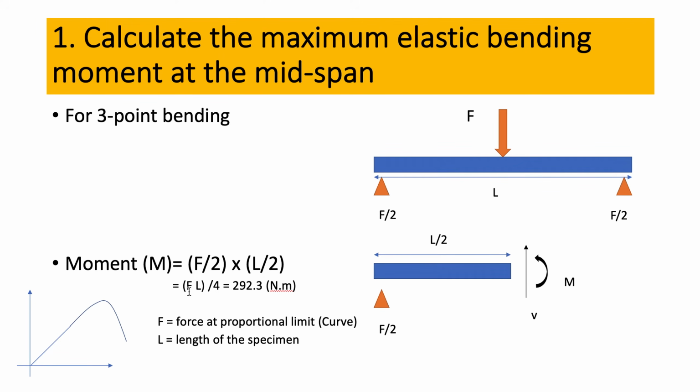To summarize, your moment will be F, the maximum force at the mid-span in the elastic region, multiplied by the length of the specimen, divided by 4. And you can go and check your calculations for doing that. F is the force at the proportional limit of the curve. So if you have this curve for bending testing, the point at which you start leaving the linear portion, start curvature, that's your proportional limit, and L is the length of the specimen. So you just find the force from here, multiply by the length of the specimen, divide by 4, and then you have your elastic moment.